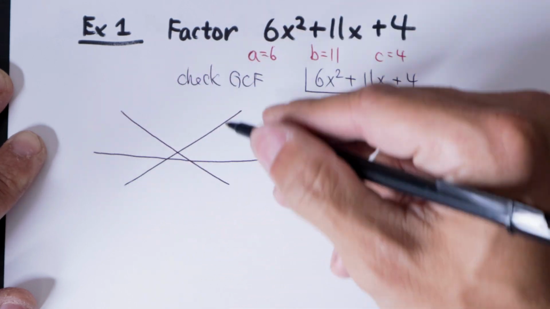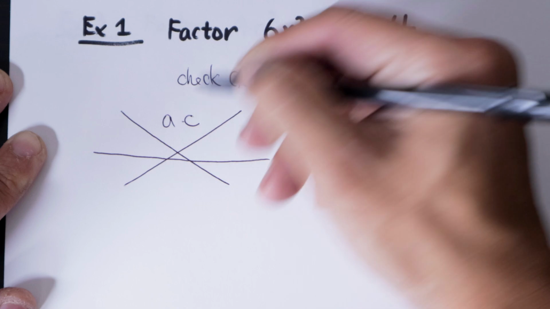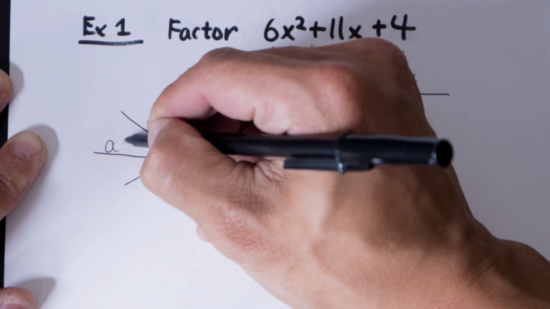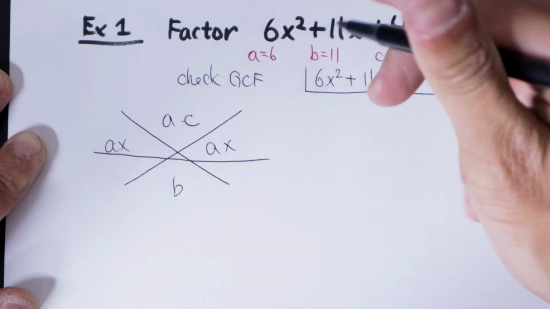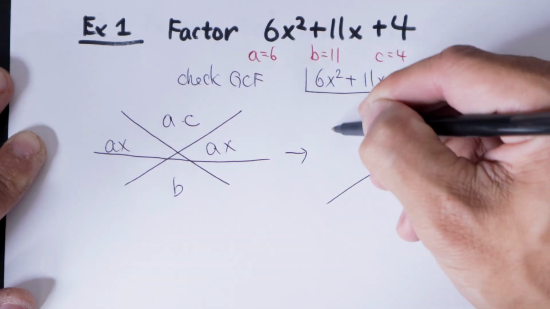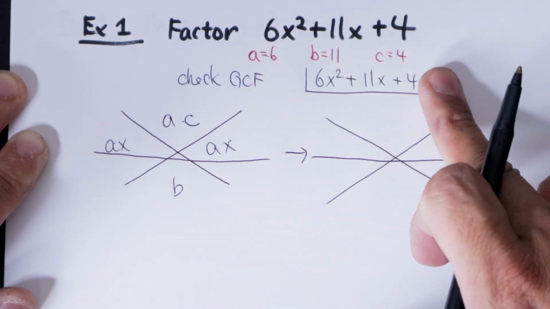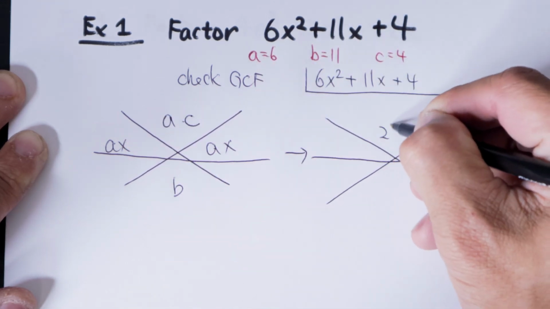And let's actually review what the star method was. On the top of the star method, you put A times C. At the bottom, you put B. And on top of the two dividers, you put AX and AX. So let's actually convert that. First, we're going to draw a star method. A times C means 6 times 4. 6 times 4 is 24.